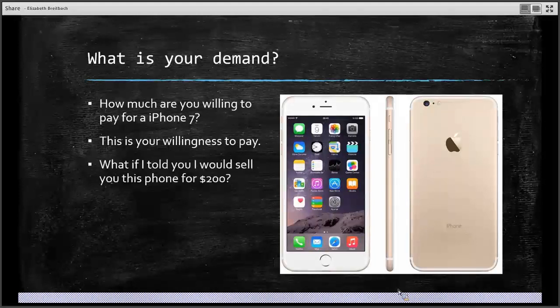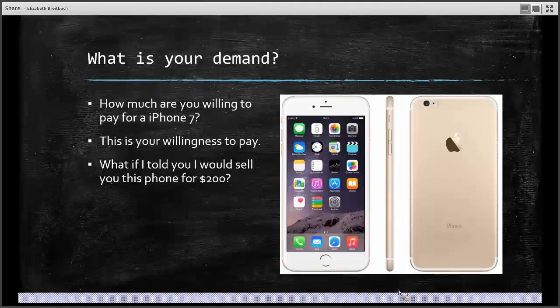So what if I told you I would sell you this phone for $200? Some of you might say, oh, that is so great, because I said I was willing to pay $400 for this phone, and you're only going to charge me $200. That's a great deal. Others of you might have said, well, I only have $150, and so I'm not going to be able to afford this phone. And so you're just not in the market right now.